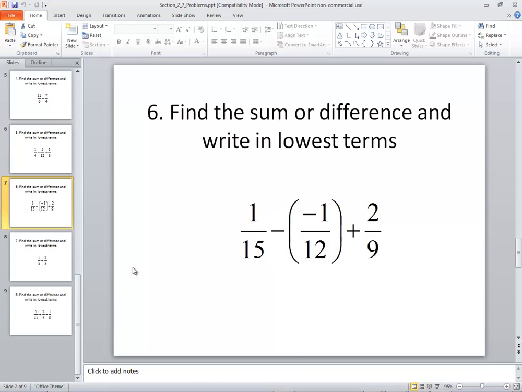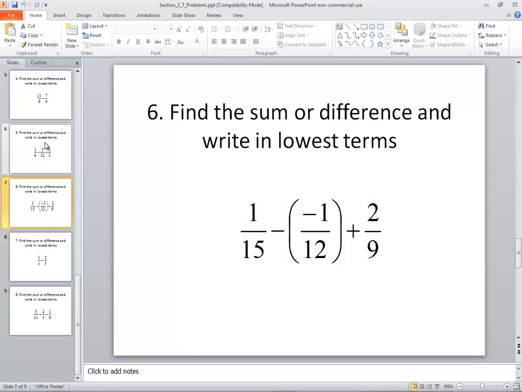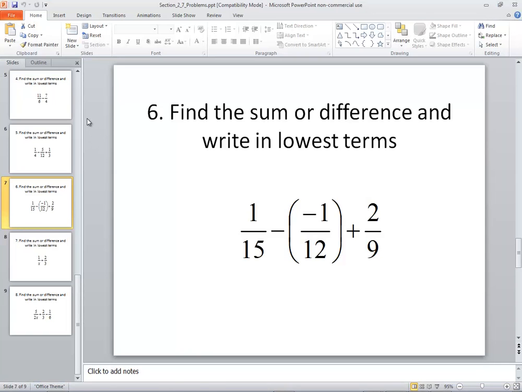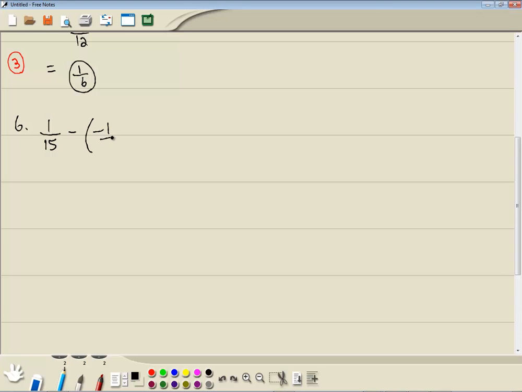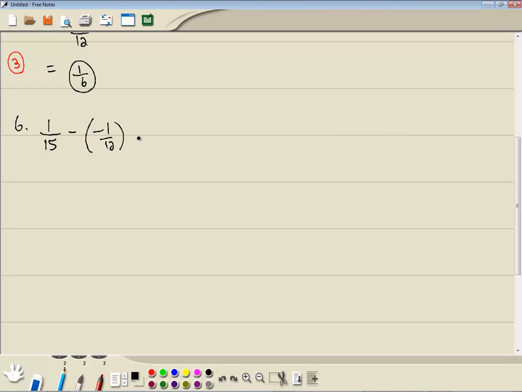Let's take a look at this one. We got 1/15 minus negative 1/12 plus 2/9. Well, to begin with, we got a negative here. That becomes a positive. So we got positive 1/12 plus 2/9.